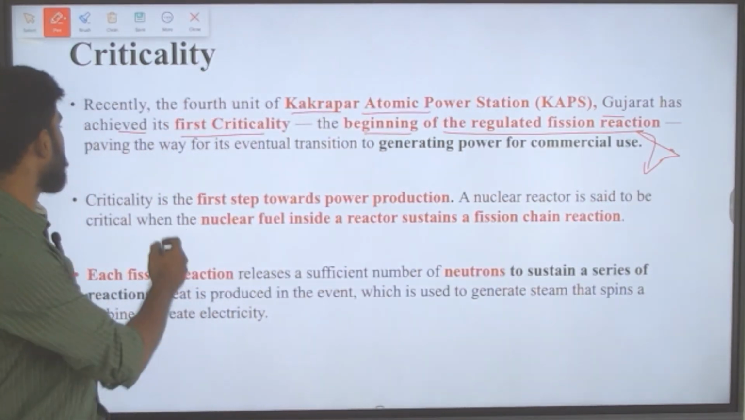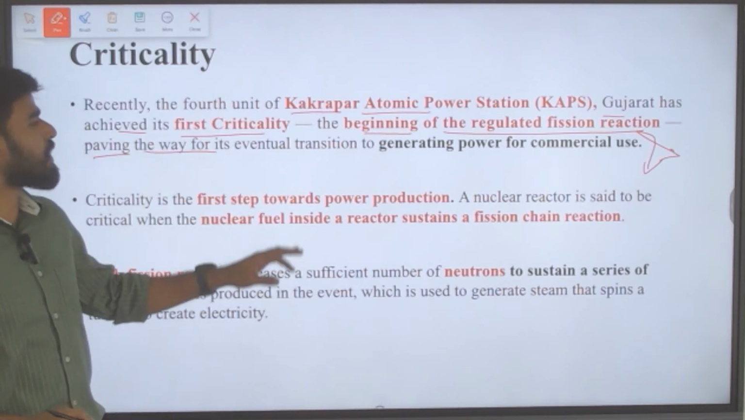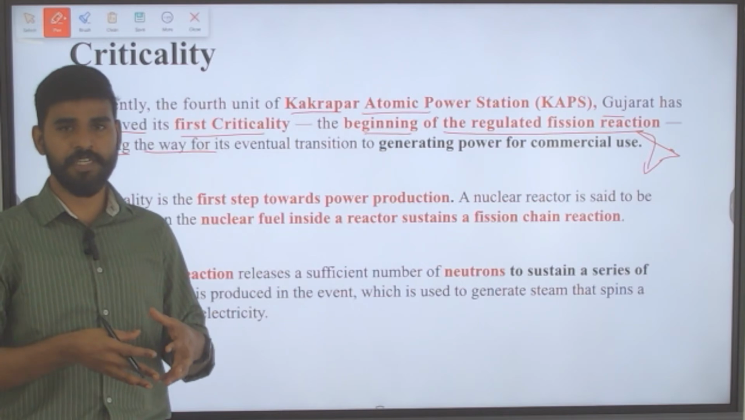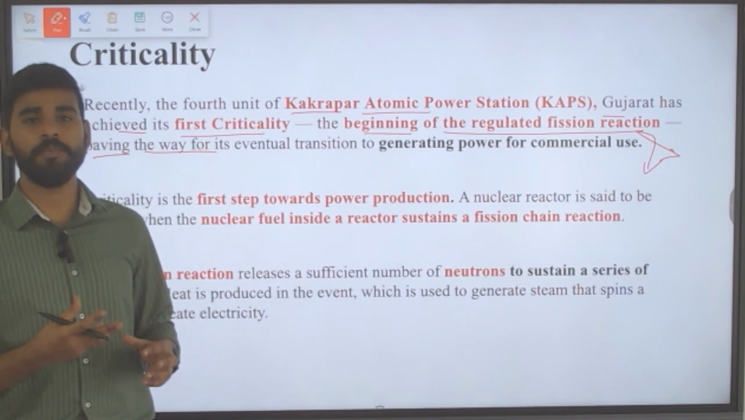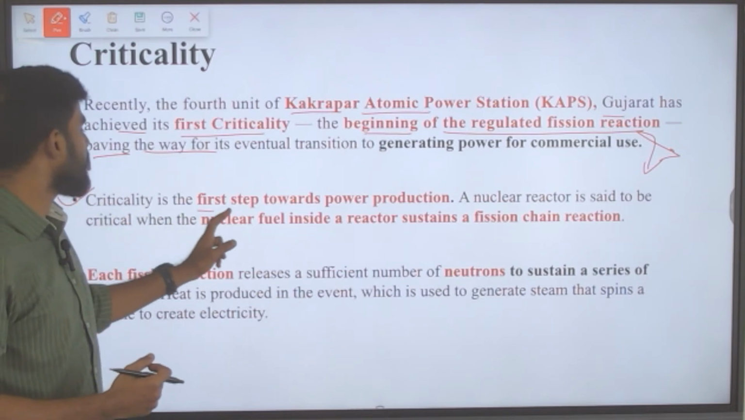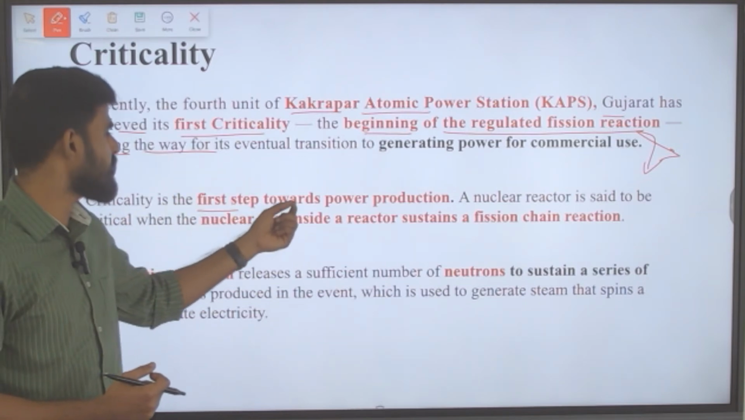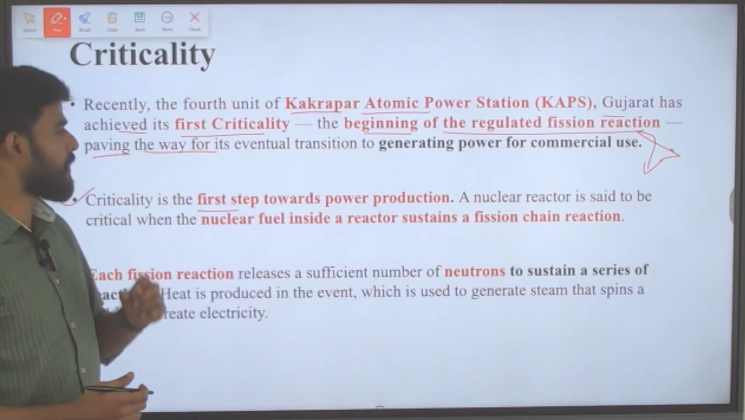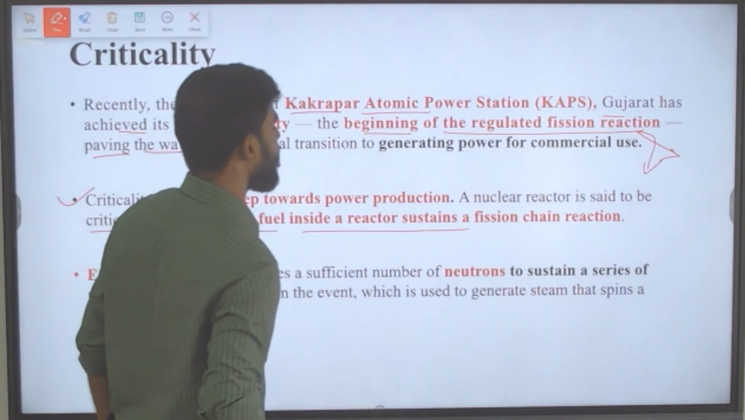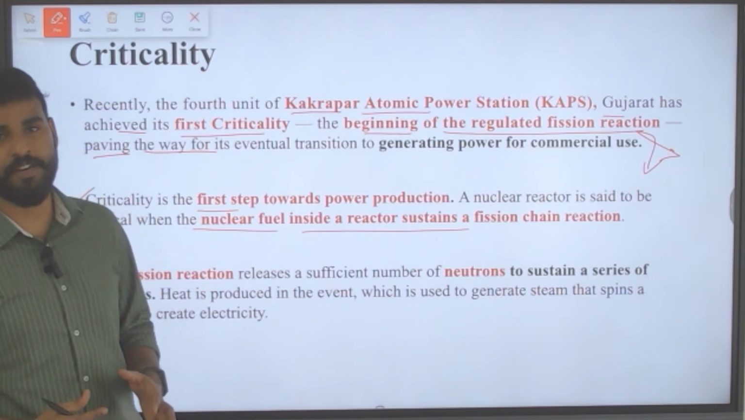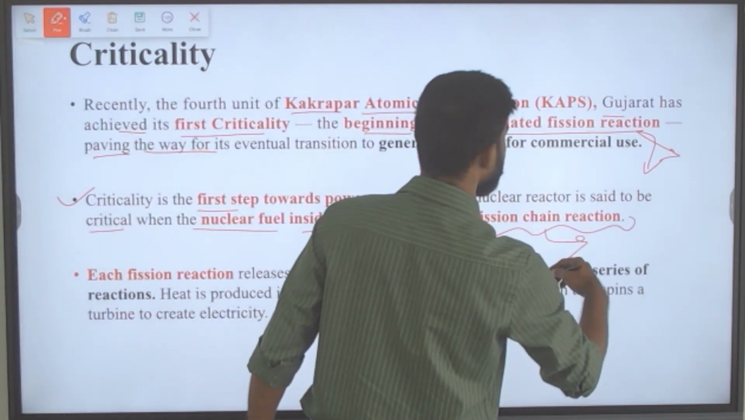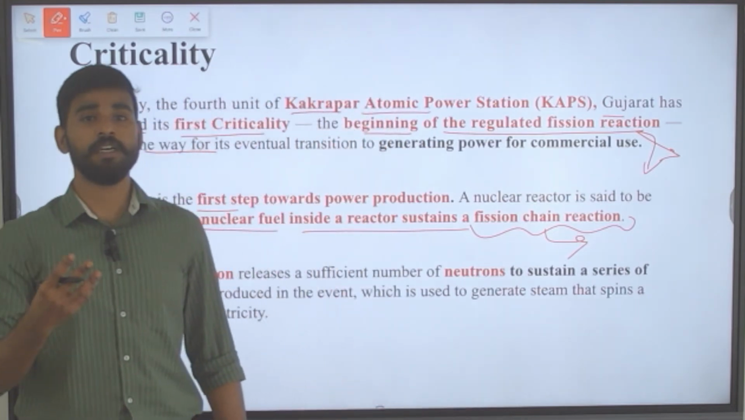Next, it paves way for its eventual transition to generating power for commercial use. Obviously, when criticality is achieved, generating power for commercial use is made possible. Criticality is the first step towards power production, and a nuclear reactor is said to be critical when the nuclear fuel inside the reactor sustains a fission chain reaction. So this fission reaction must be a chain reaction. Only then is it said that it has achieved criticality.